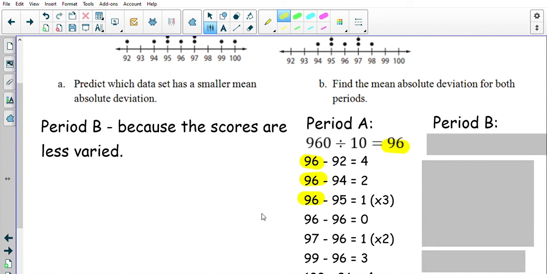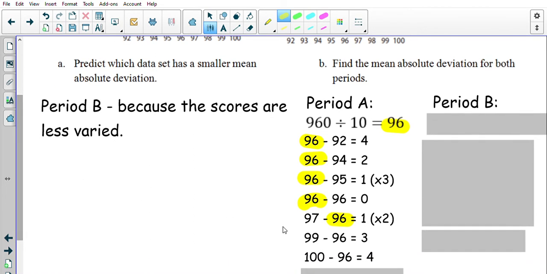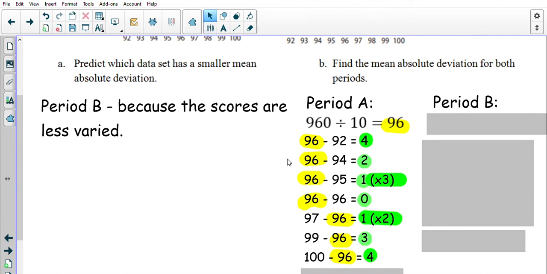Then I had a score of 96. 96 minus 96 is 0. I still have to include it as one of my differences, but it's not going to contribute anything to the sum of my differences. I have 97 minus 96, but I have 2 of those. That difference is 1. Again, I'm going to need to add that twice. Next number is 99, so take 99 minus 96 to get a difference of 3. Then we have a score of 100, and 100 minus 96 gives me a difference of 4. So now I need to add up my differences. So I've got 4 plus 2 plus 1 times 3, so that's 3, plus 0 plus 1 times 2, so that's 2, plus 3 plus 4. Slide this up here in a moment.